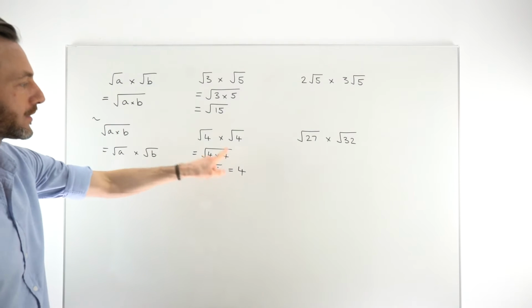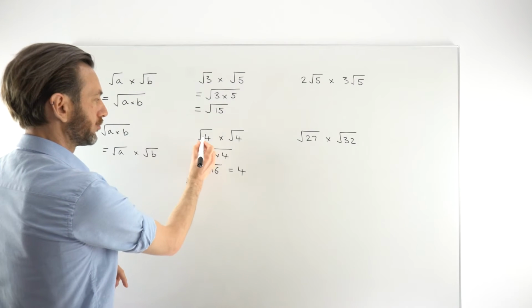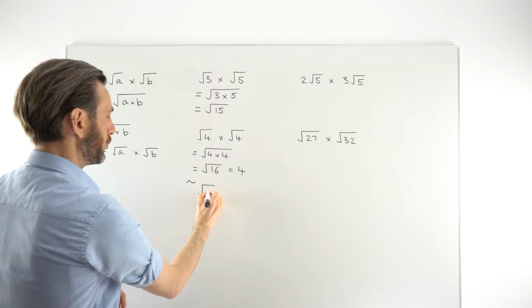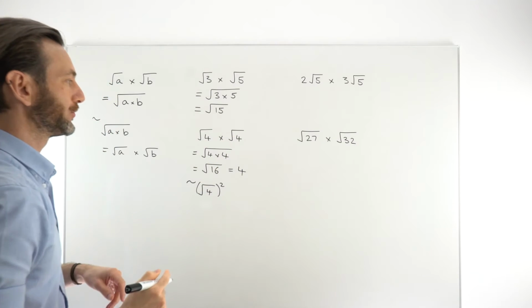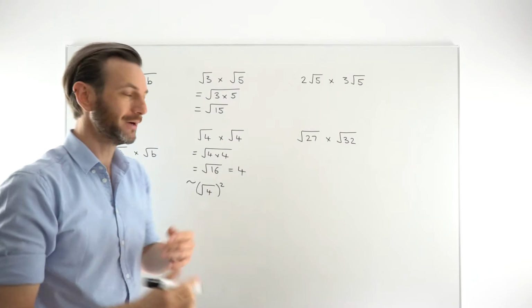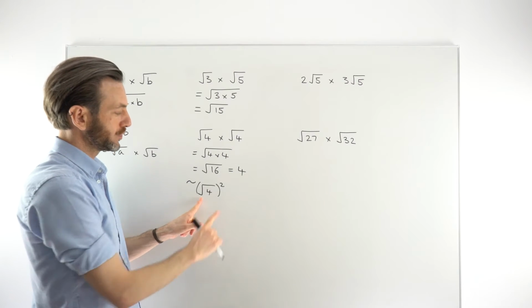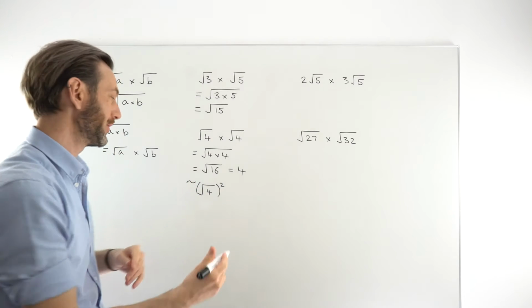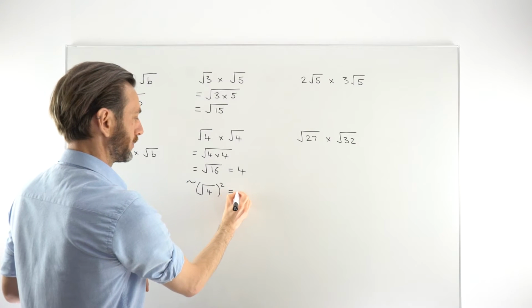But notice that 4 is a number that we started with. The reason it has come out to be that number is because root 4 times root 4 you can also think of as root 4 squared, right? Because something times itself just means that thing squared. So root 4 times root 4 is root 4 squared. But a square root and a squared are inverses of each other. They cancel each other out. So the square root of 4 squared is just 4.